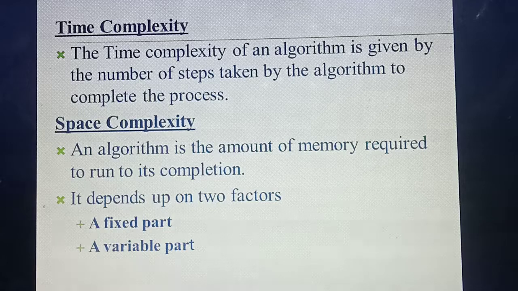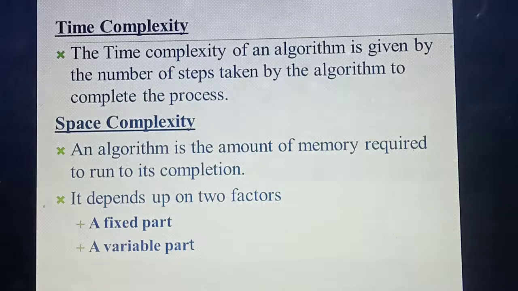The same thing, if you are going to add 50 numbers or 60 numbers, will you write only 3 steps to complete adding 60 numbers? No. It will require some more steps to complete. So based on how many steps you are taking, you are going to calculate the time complexity. Understood? Okay. Next one is space complexity.